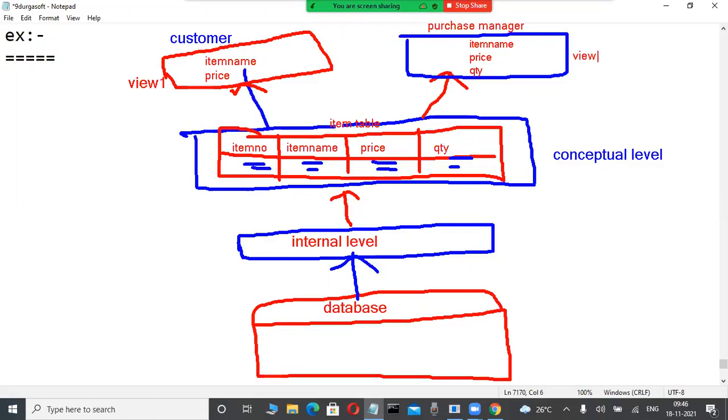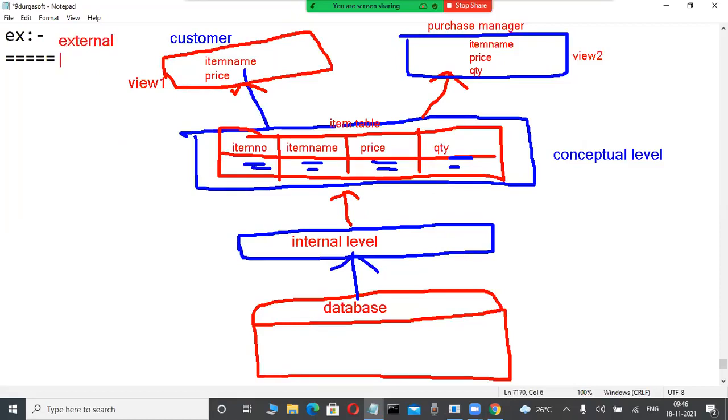How they create these views, and how they give permission in Oracle SQL: GRANT object privileges ON object name TO view name. That I will tell you. Write it fast. This is the external level. Here these views are called the external level.